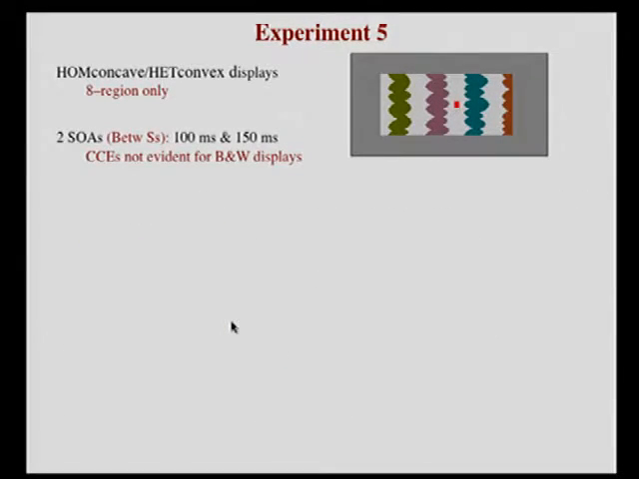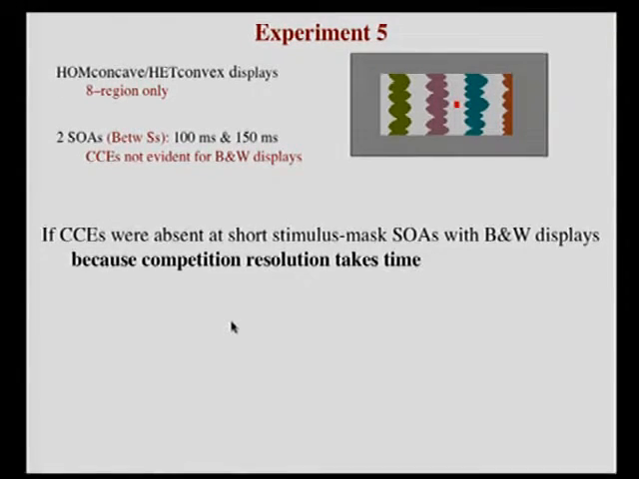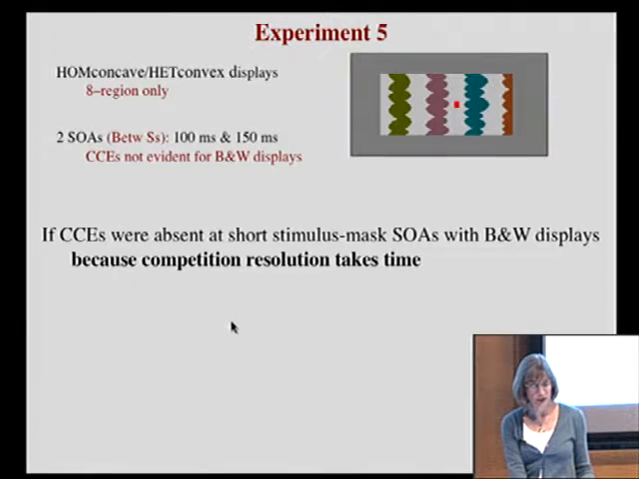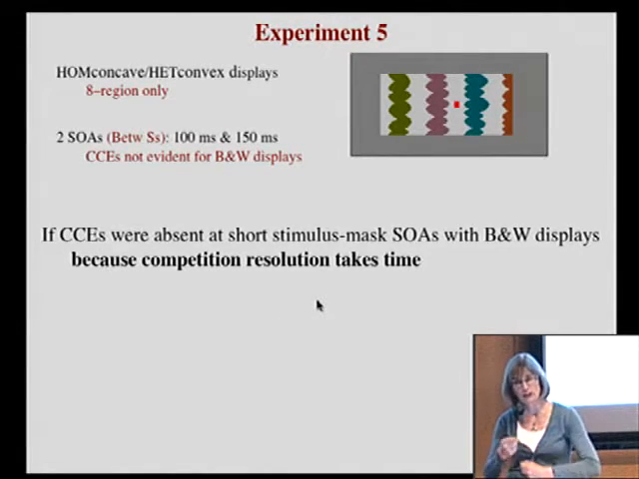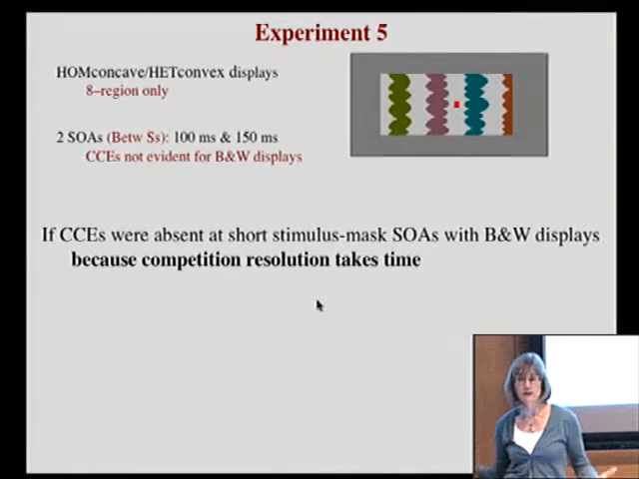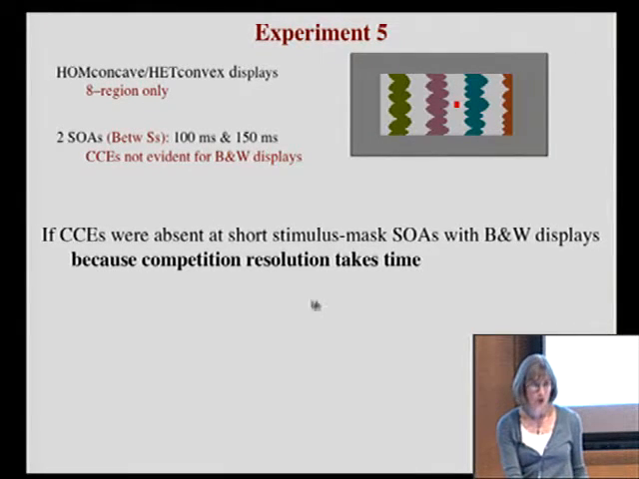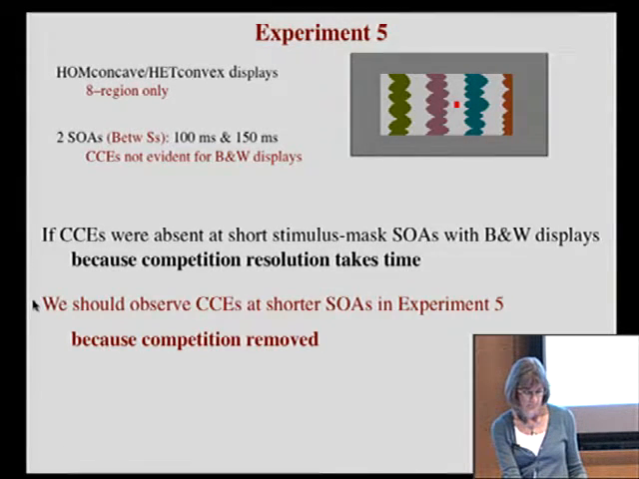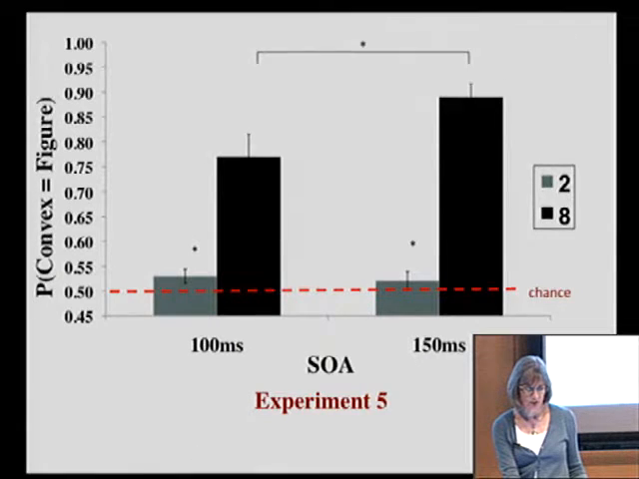So here we used only 2 SOAs, the shorter ones where we did not get context effects with black and white displays. And we ran the experiment the same way we did before. And we're going to predict now that if we didn't see the context effects in the short displays that were masked very shortly after they went off, because the competition had not yet been resolved, that we will see the context effects now because we're using displays that lack the competition. And indeed, that's what we found.